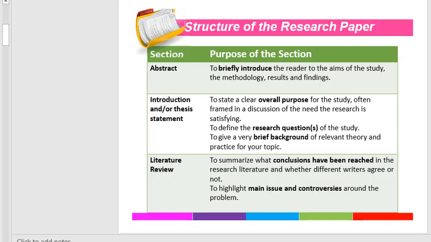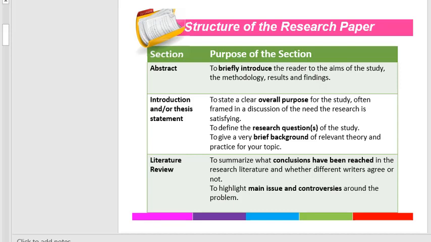Now we will move to the structure of the research paper, and we will know about each section and the purpose of the section. First of all, we will know about the abstract. As the name indicates, the abstract is composed of the aims of the study, a brief and short introduction of the methodology, results, and findings.